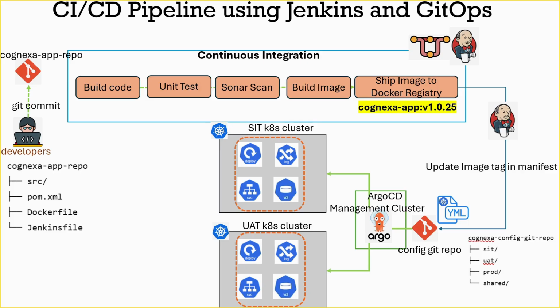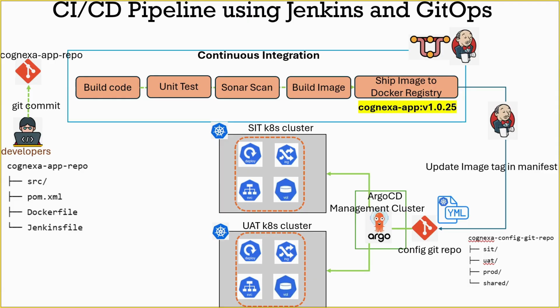Well, remember, Git remains the single source of truth again, and ArgoCD continuously ensures that the actual state of the UAT cluster matches what is defined in the Git repository. As a result, the application gets deployed into the UAT environment.